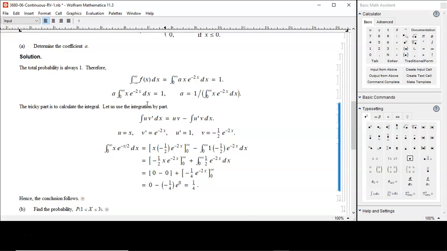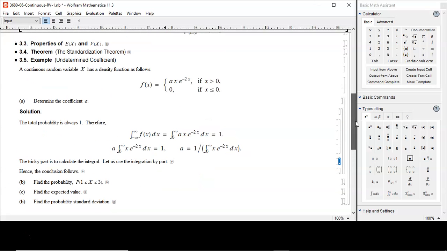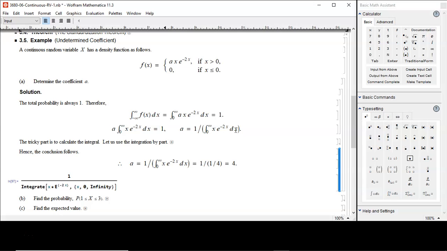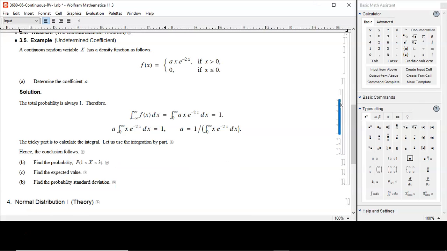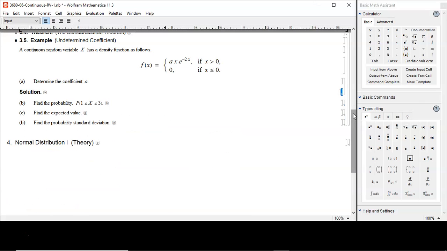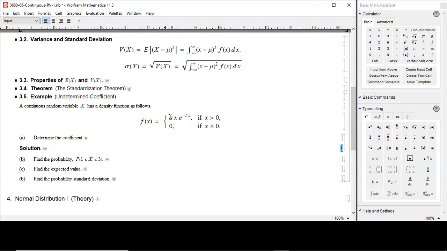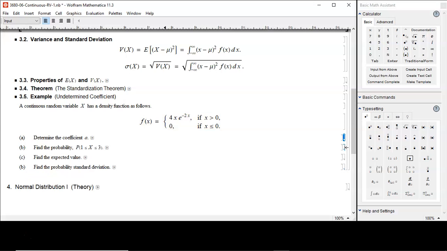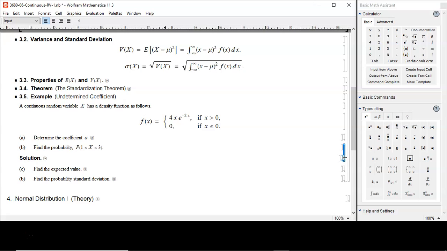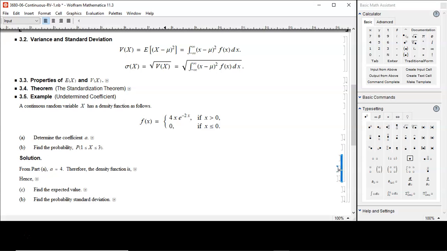In case you are interested in the integration computation here, integration by parts, that's not really part of this course. That's calculus. And assuming that you got 1/4 from here, that a value is 4, you can get that. So you've got the density function now, replace with 4 right here. And then you can calculate the expected value. No, before that, find the probability between 1 and 3.